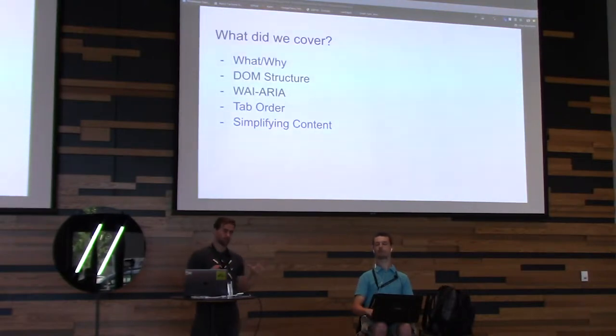So, very briefly, what did we cover? We covered the what and why of accessibility-first development. We also covered the how, which can be broken down into the subcategories of DOM structure, including using the attributes on HTML elements and using semantic HTML. WAI-ARIA tags for when you want to become an accessibility Jedi and make your dynamic apps more accessible. Tab ordering for making sure you understand the basic flow of a screen reader through the document. And finally, at the end of the day, the simpler the content, the better for everyone.